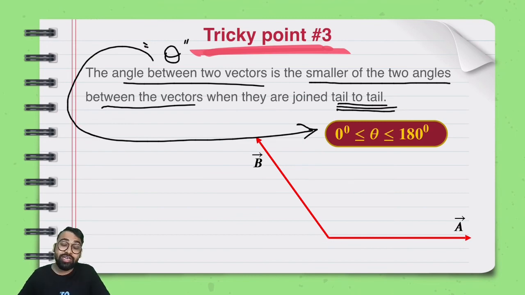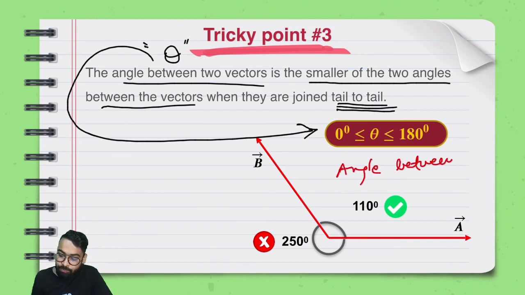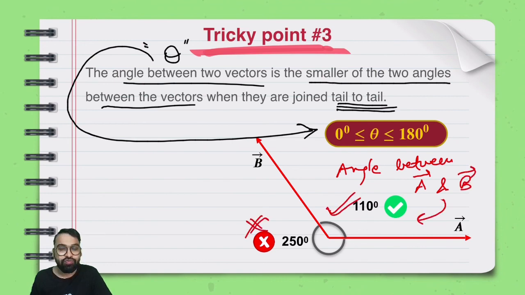Now, if we are asked what is the angle between the vectors, you can see two angles. If I talked about the smaller of two angles, which two angles am I talking about? Let us say one is 110 degree. So the other one becomes 250 degree. So which one should be your answer? It should be 110 degree, not 250 degree, because the smaller of the two angles was to be taken. We have joined it tail to tail. So if somebody asks me what is the angle between A vector and B vector, I will say it is 110 degree and not 250 degree, right?